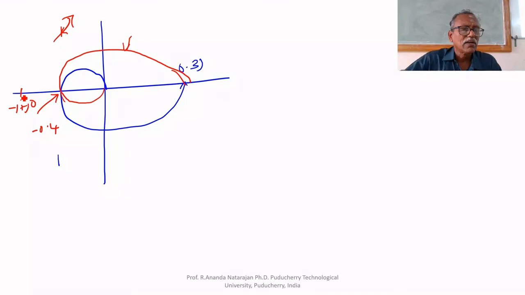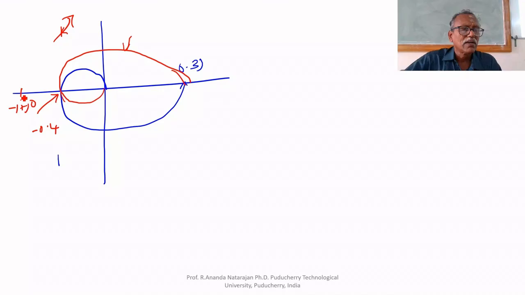Or if you substitute K instead of 2, in the modulus of this value, what you will get is 0.2K. 0.2K, we have to make it equal to 1. Then it will pass through that minus 1. Therefore, K equal to 1 by 0.2, that is equal to 5.